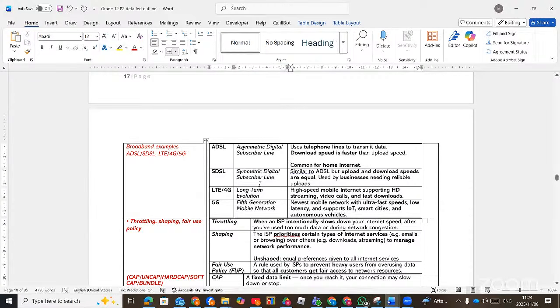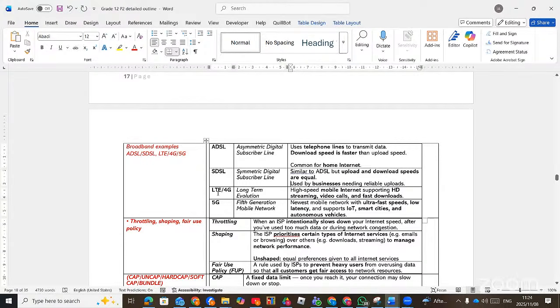Then the symmetric digital subscriber line, SDSL, which is similar to ADSL. When I say similar, I mean that they use telephone lines, but the upload and the download speed are equal. And then they are used by businesses. Like in schools, when we are connecting at the same time, we are using BYOD, we need SDSL instead of ADSL.